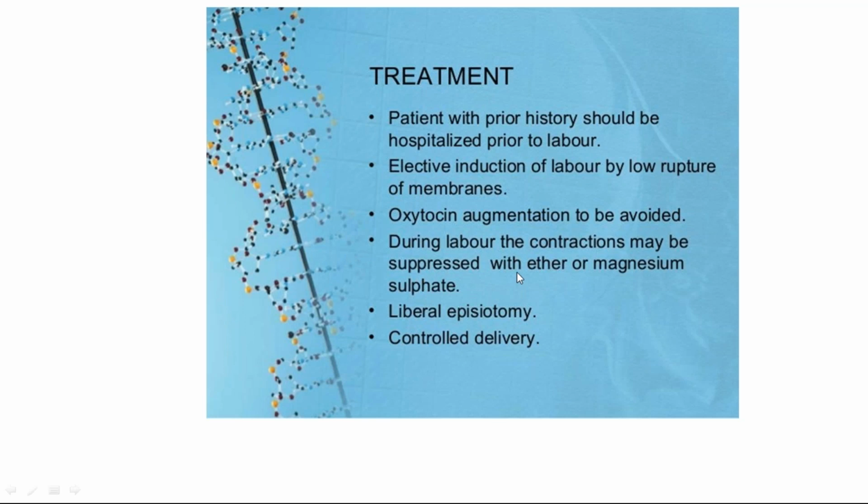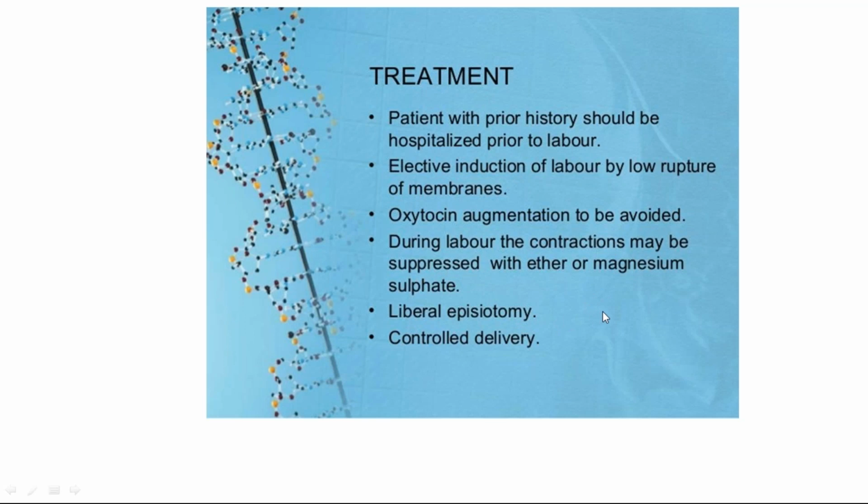Then during labor, sometimes if the contractions are very vigorous, you can suppress them with either ether or magnesium sulfate, or nowadays we can even give terbutaline injections, which are available, right? Tocolytic agents. Then a liberal episiotomy has to be given to prevent lacerations, and a very controlled delivery of the baby has to be done. So this can be prevented only if you have a previous history. Otherwise, it's difficult to prevent these cases.